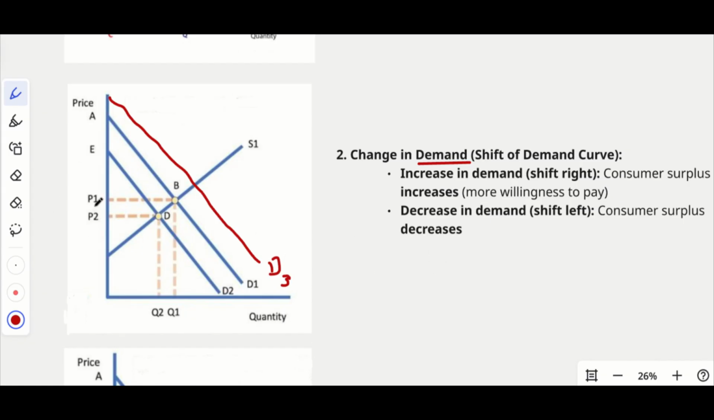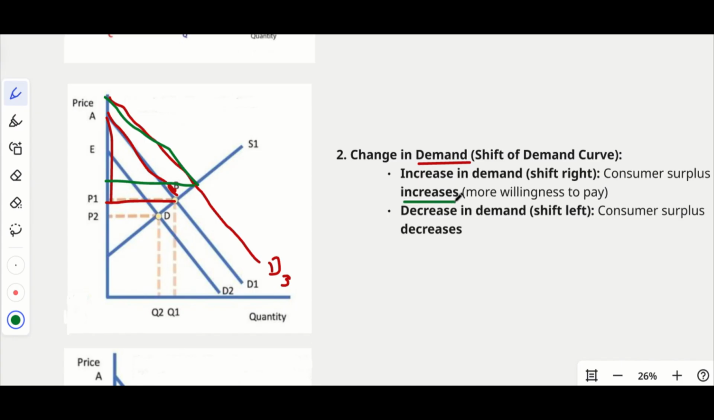As a result, what will happen? Initially, what was our consumer surplus? This was our initial consumer surplus. Now the demand has increased to this. The new demand curve will make an equilibrium with the initial supply curve. So the new consumer surplus will be this much. So an increase in demand, that is the curve shifting to the right, increases the consumer surplus.